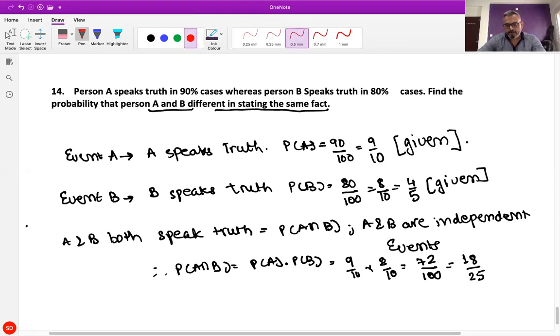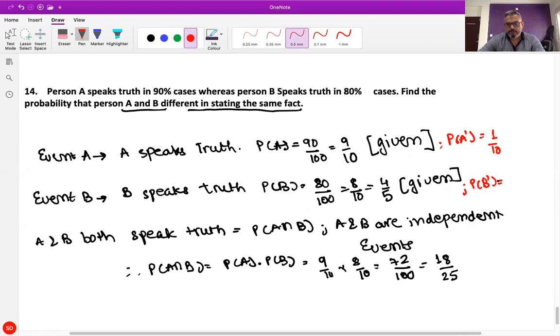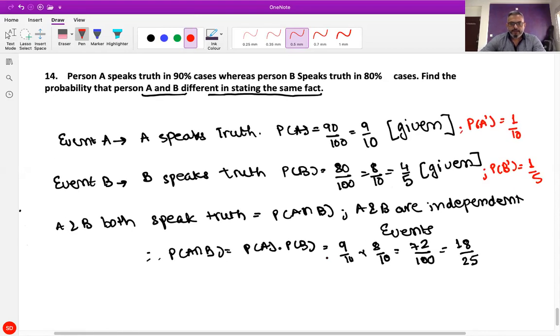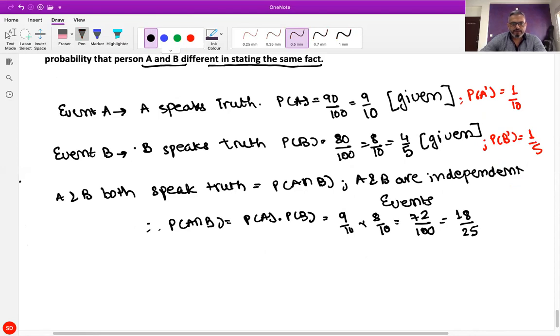So now we have A, we have B, we have A intersection B. Alternatively, you can also find out P of A complement, which is 1 by 10, and P of B complement, which is 1 minus 4 by 5, which is 1 by 5. Now, let's proceed.